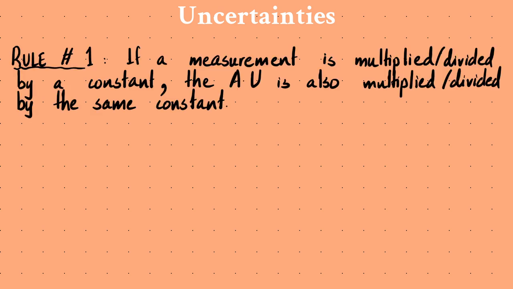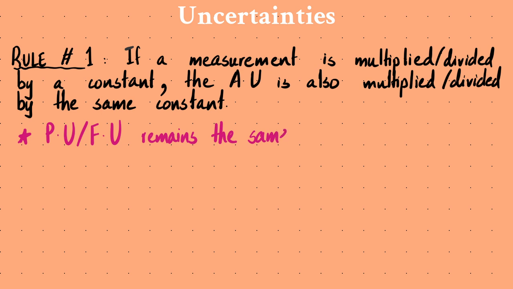I basically break up the entire chapter and how you're supposed to deal with uncertainties into a set of rules. This is rule number 1, which says that if a measurement is multiplied or divided by a constant, then the absolute uncertainty of that measurement is also multiplied or divided by that same value of the constant. However, something to keep in mind is that the percentage uncertainty, and whatever applies to the percentage uncertainty, also applies to the fractional uncertainty. That remains the same if a quantity is multiplied or divided by a constant.